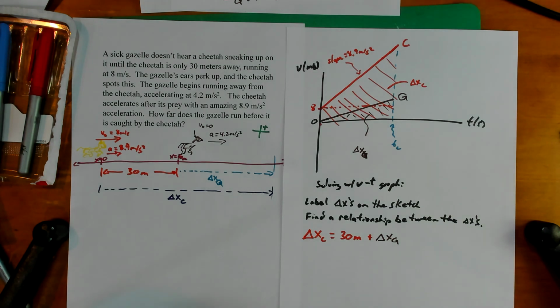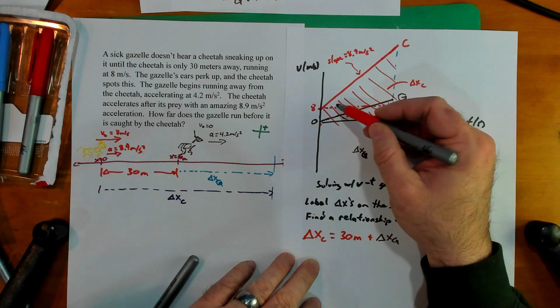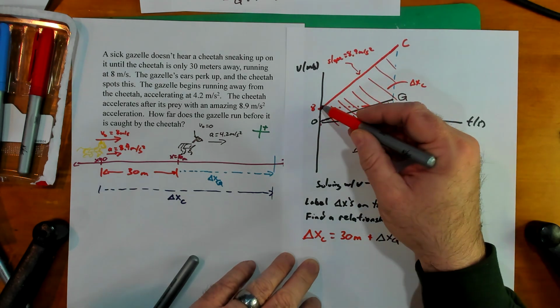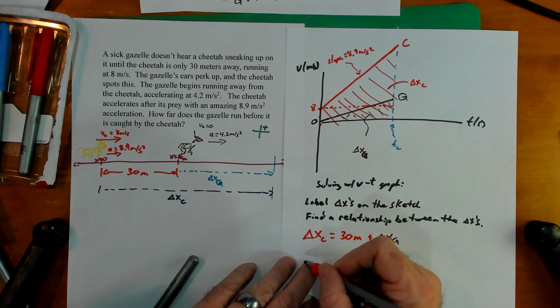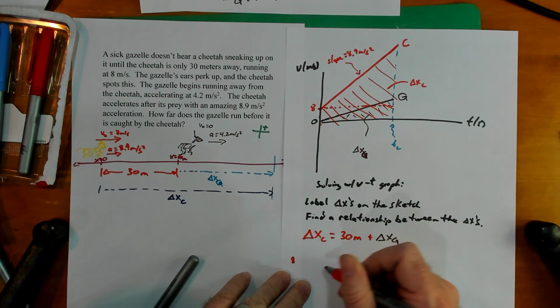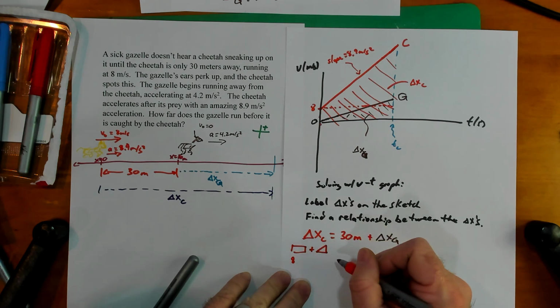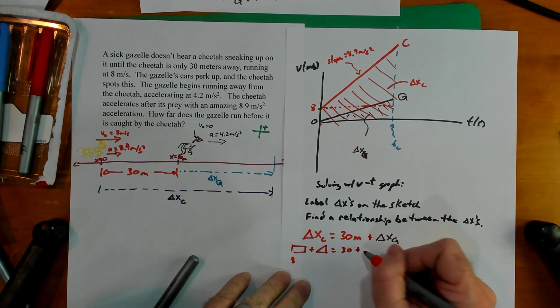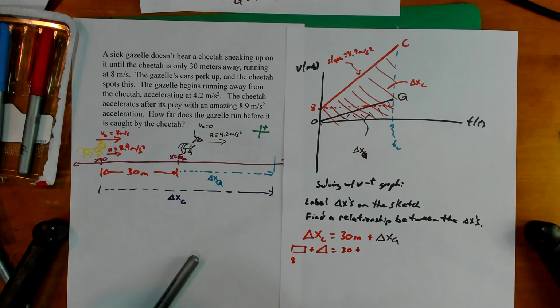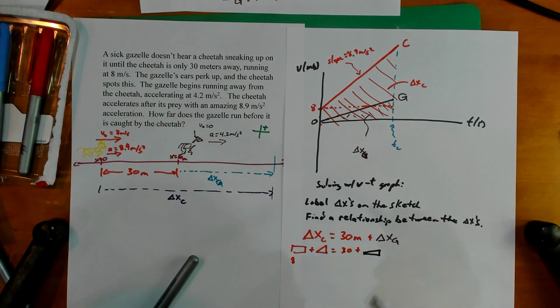So for the cheetah, that's going to be the complicated one because it's a trapezoid. I'm going to make it a rectangle plus triangle. You say, hey, what's the area of this rectangle? Well, it's got a height of 8. So let's do this. The cheetah is going to be that rectangle plus that triangle. That's going to be equal to 30 plus the gazelle's triangle. Right?